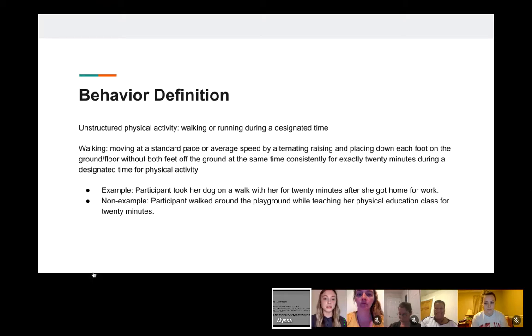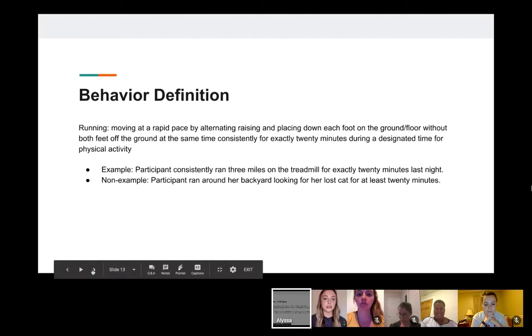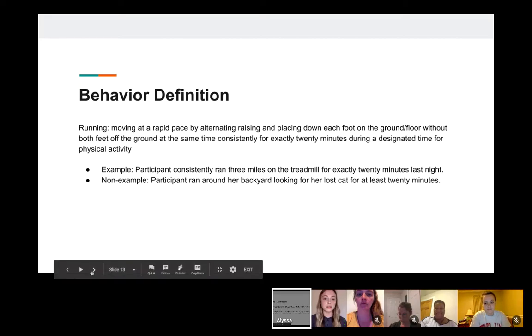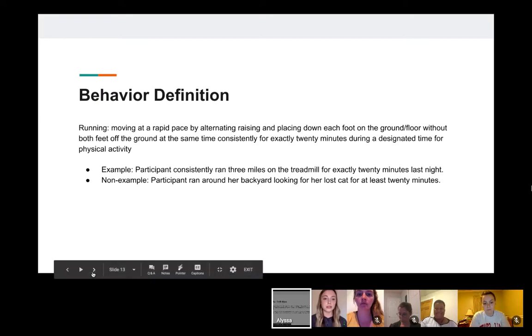Running is defined as moving at a rapid pace by alternating raising and placing down each foot on the ground or floor without both feet off the ground at the same time consistently for exactly 20 minutes during a designated time for physical activity. An example of this is the participant consistently ran 3 miles on the treadmill for exactly 20 minutes. And a non-example is a participant ran around her backyard looking for her lost cat for at least 2 minutes.